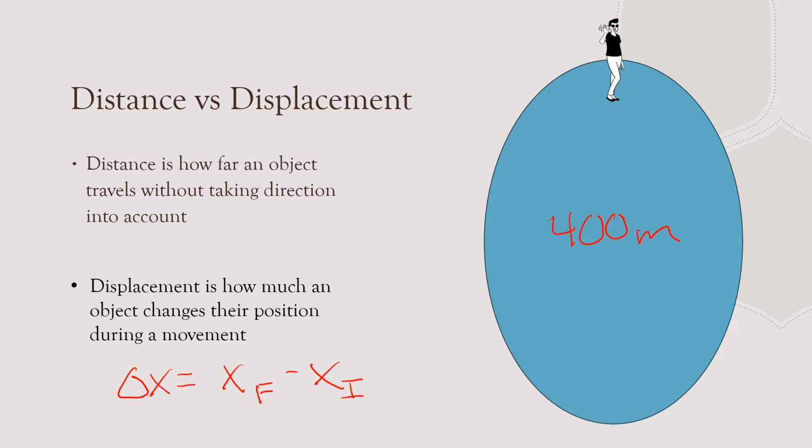And if we look at that person who did that loop, well, they started and finished at the exact same spot. So in this case, even though they walked a distance of 400 meters or ran or whatever they did, they really displaced themselves by nothing. Because if you took a picture before they started racing and after they were done, they're back in the same spot.